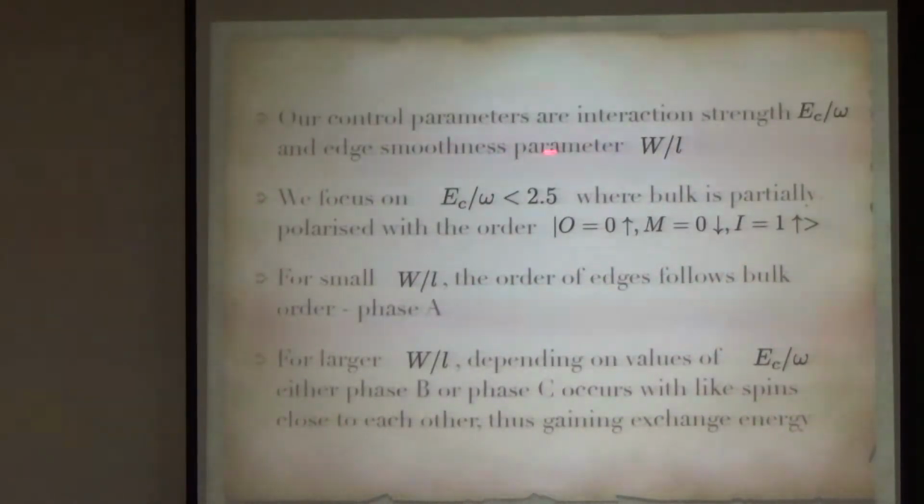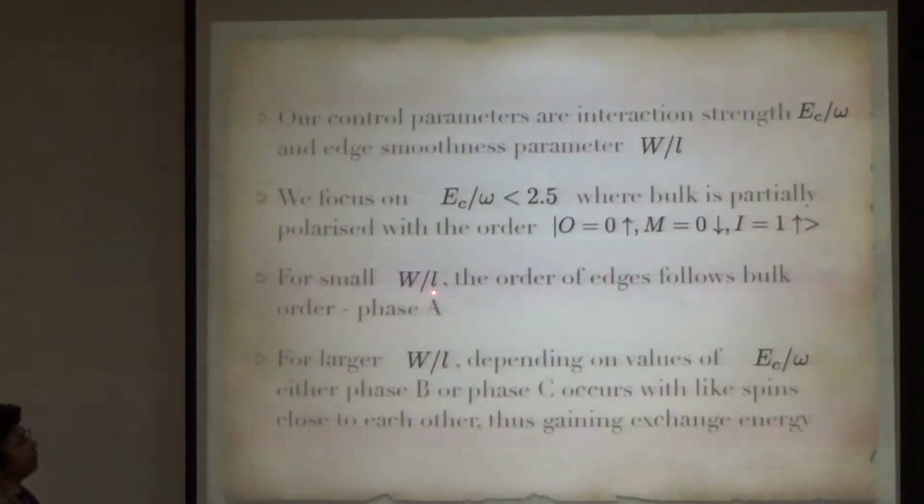Our control parameters are the interaction strength, which is EC by omega c, and the edge smoothness parameter, W by L. And we focused on EC by omega less than 2.5, where the bulk is actually partially polarized, because this is where we got interesting results.